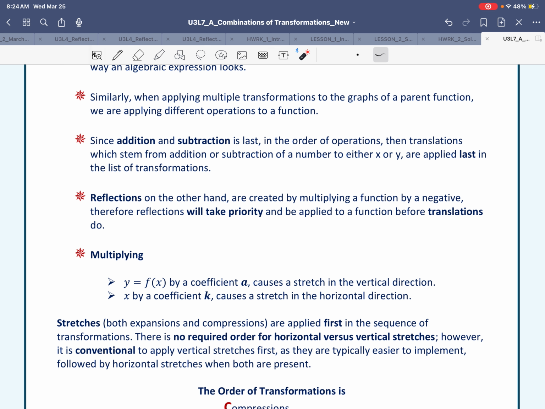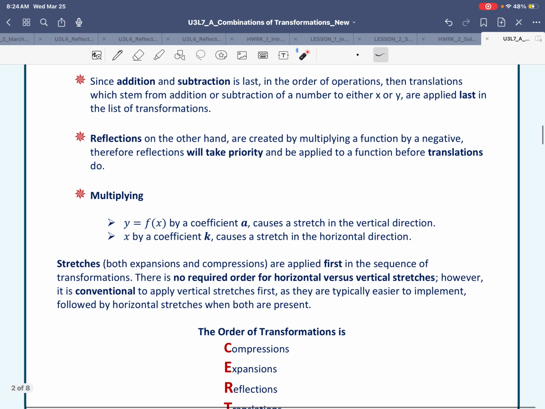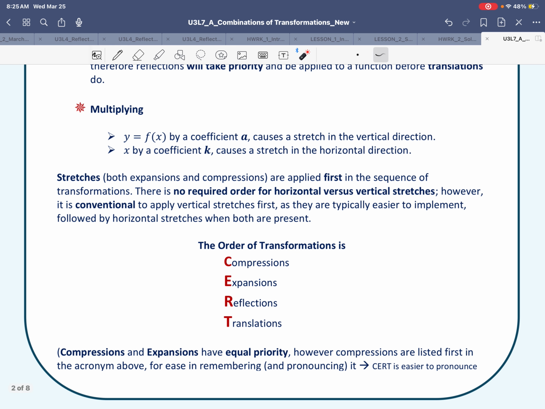There is no required order for horizontal versus vertical, so either is fine, but preferably we will apply the vertical stretches first. It is more conventional because they're typically easier to apply, and we want to do the easy stuff first. Now, the order of transformations in graphs of functions will be compressions and expansions first, and then reflections and translations. So a good acronym to use is CERT.